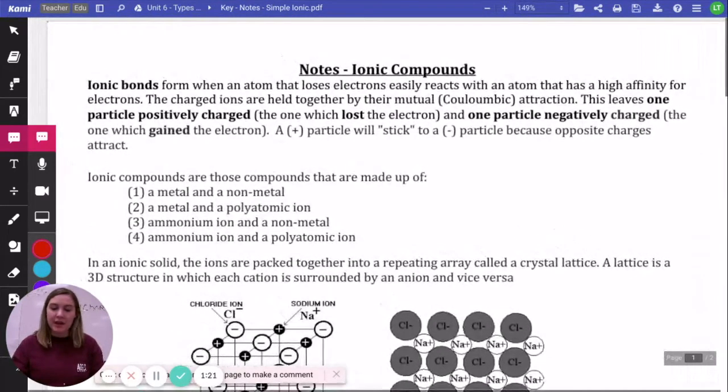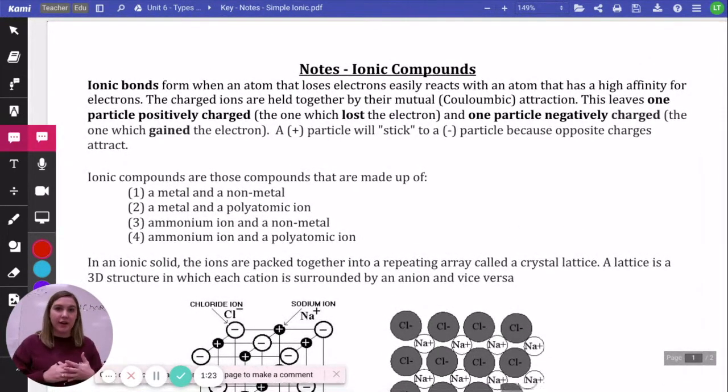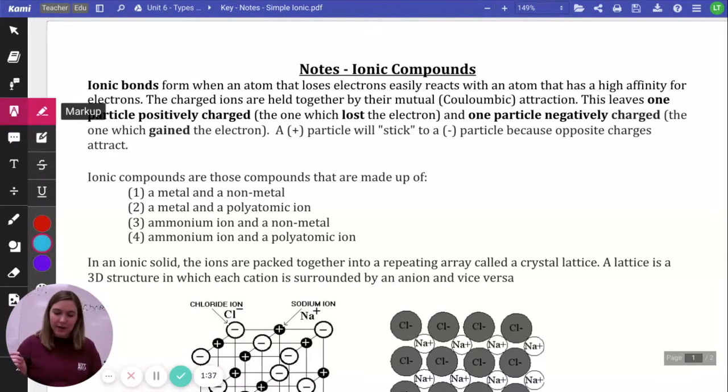So we should have learned from last class the basics of ionic compounds. They form when electrons are transferred from one element to another. They typically form between a metal and a nonmetal, but they can also form between polyatomic ions. So let's start talking about them.